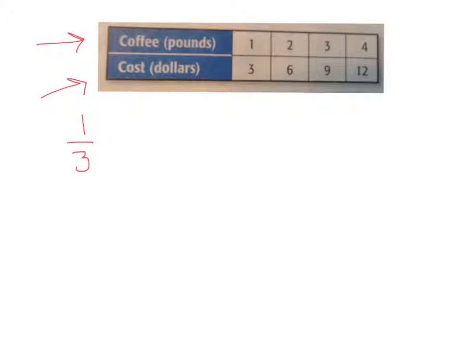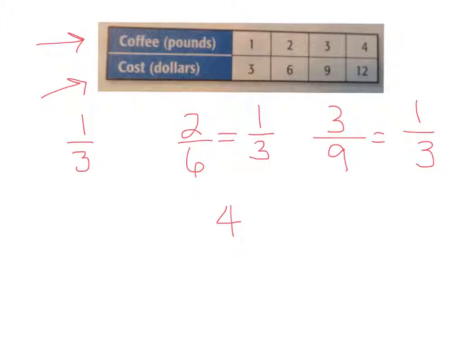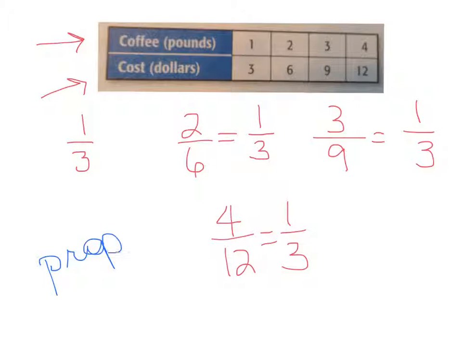That's the simplest form. So then it says 2 pounds for $6. You simplify that, and that's 1/3. 3 pounds for $9 is simplified to 1/3, and 4 pounds for $12 is simplified to 1/3. So we would be able to say that the cost of coffee per pound is proportionate because all of the rates are the same. So we would say that this is proportional.